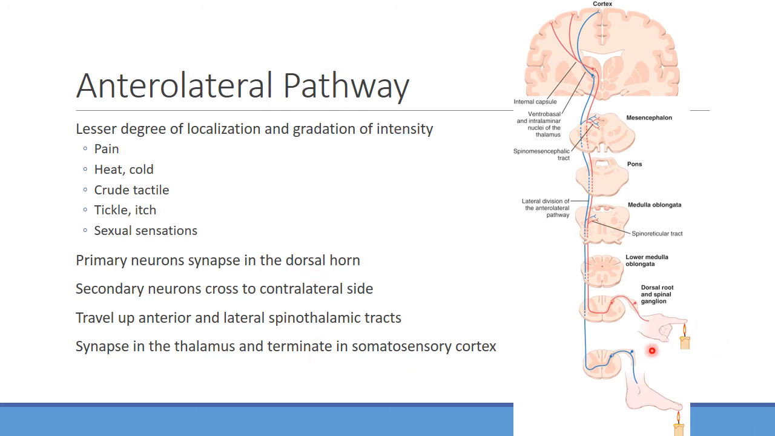So for instance here, if I were to apply a pain signal, say to the hand or the foot, notice here that the first synapse happens within the dorsal root, right? So we're having a synapse here, it's crossing over to the contralateral side and then traveling up this anterolateral pathway. Notice it's anterior and lateral, part of the white column here. It's going to travel up, and it will synapse here in the thalamus as well, and it still is going to terminate within the somatosensory cortex.